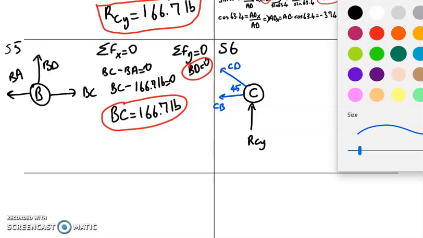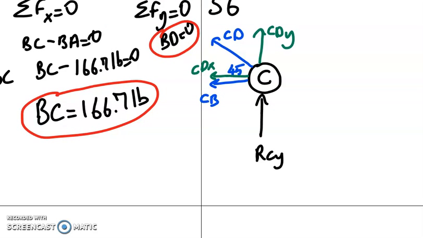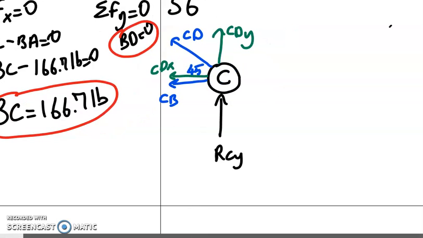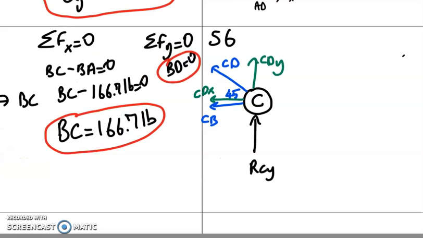So I would like to write the components of CD. This is going to be CDX. It's going to be CDY. Okay. So let's focus on here and let's do the calculation. Here I'm going to go with sum of all forces on the x direction equals 0. Okay, so on the x direction we have negative CDX, and we have negative CB equals 0.